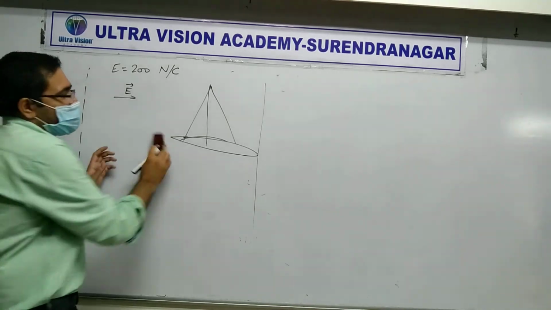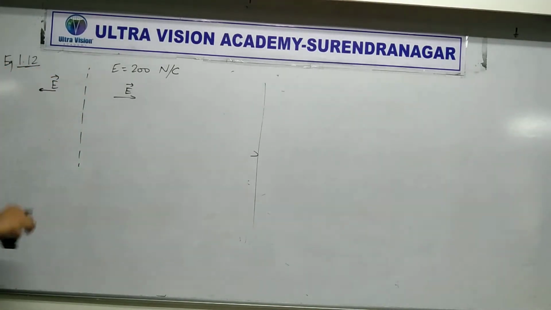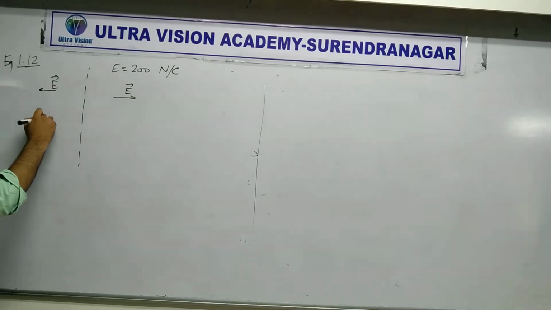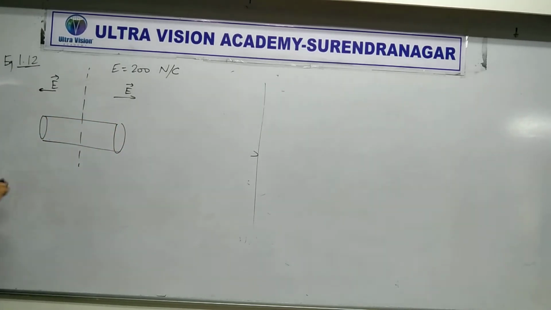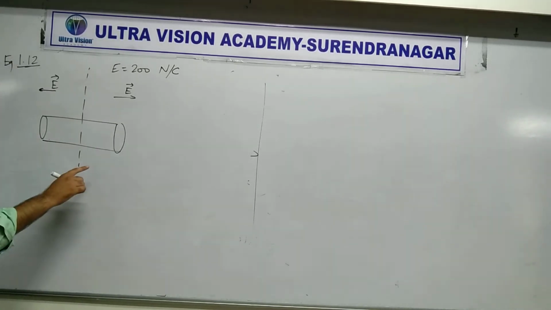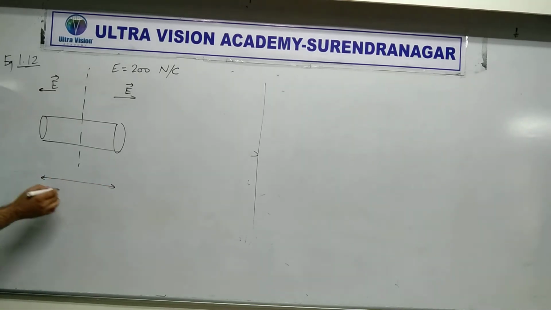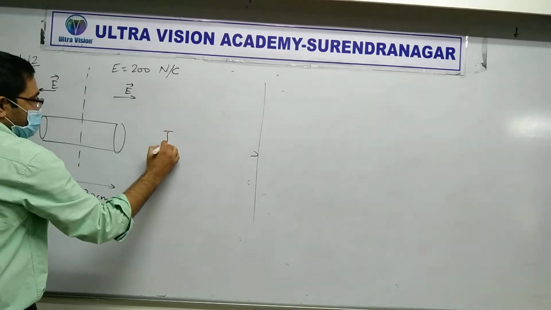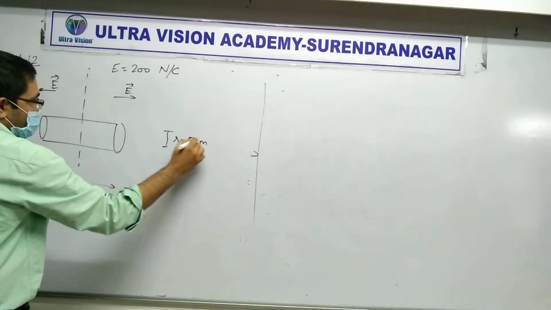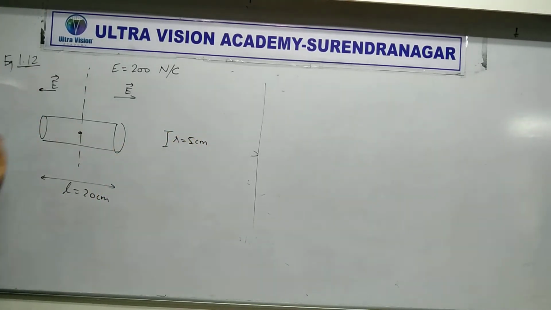Anyway, coming back to physics. There is a right circular cylinder as shown in the figure, like this. The center is at the origin. The length is 20 cm and the radius is 5 cm. Have we given any other information? This is the origin.